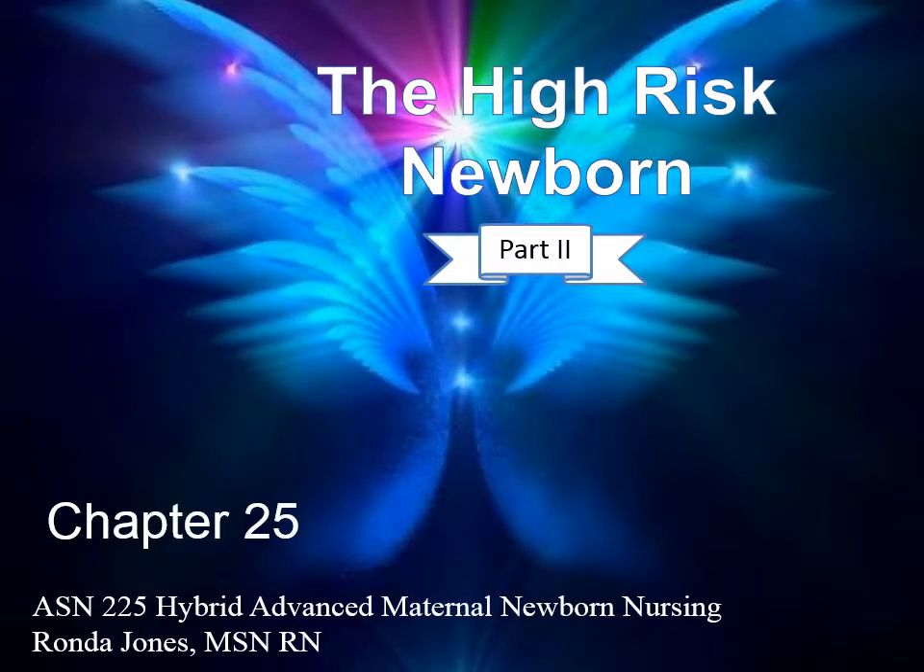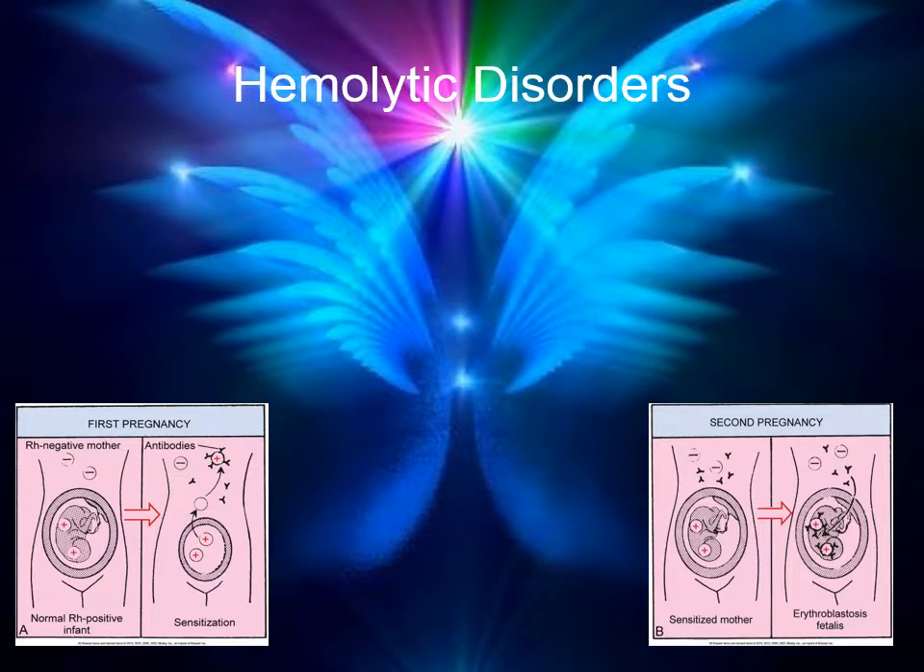This lesson will continue part 2 of the high-risk newborn. Hyperbilirubinemia in the first 24 hours of life is most often the result of hemolytic diseases of the newborn. Major causes of increased erythrocyte destruction are isoimmunization and ABO incompatibility.